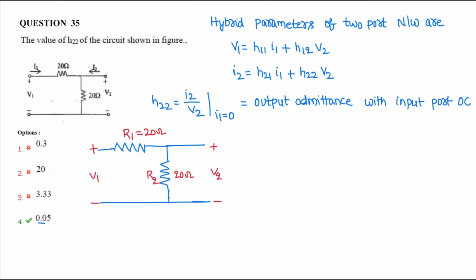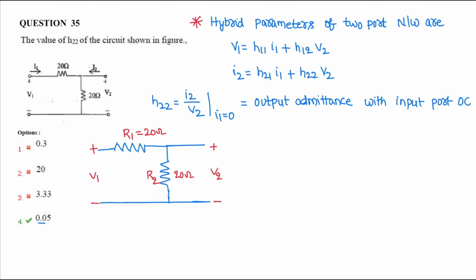The value of H22 for the circuit shown in the figure. H22 is a hybrid parameter. So hybrid parameters for two-port networks are given as V1 is equal to H11 I1 plus H12 V2, I2 is equal to H21 I1 plus H22 V2.